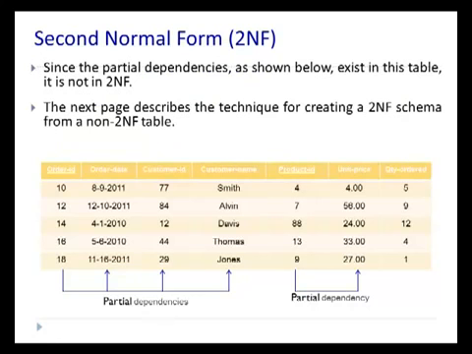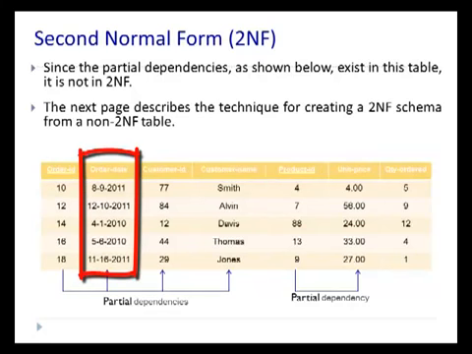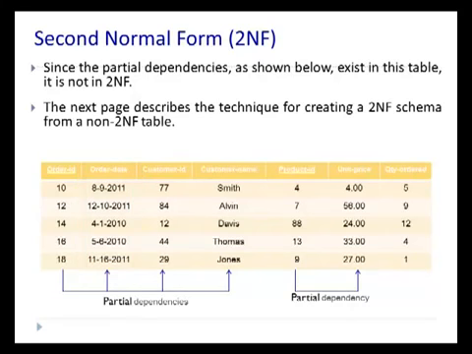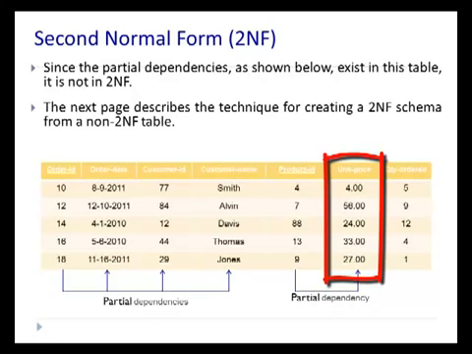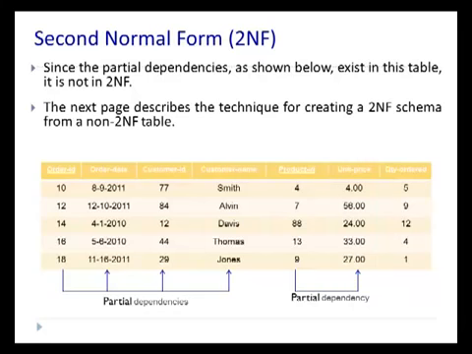So here are our partial dependencies. Now remember that the primary key of this table is a composite primary key made up of the order ID and the product ID. And you can see that the order date is dependent only upon the order ID. It's not dependent upon the full primary key. Likewise with the customer ID and customer name. Also, notice that unit pricing is dependent upon the product ID. It's not dependent upon the total primary key or the combination of order ID and product ID. So those are our partial dependencies.